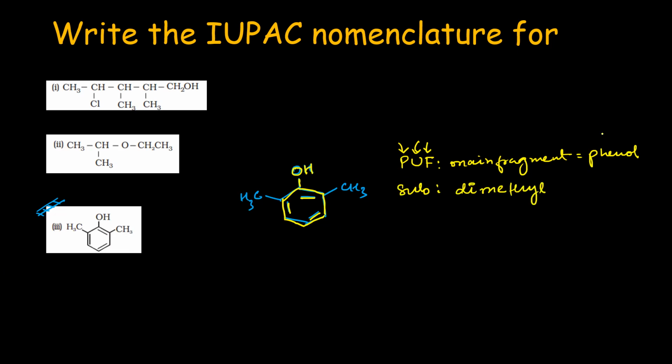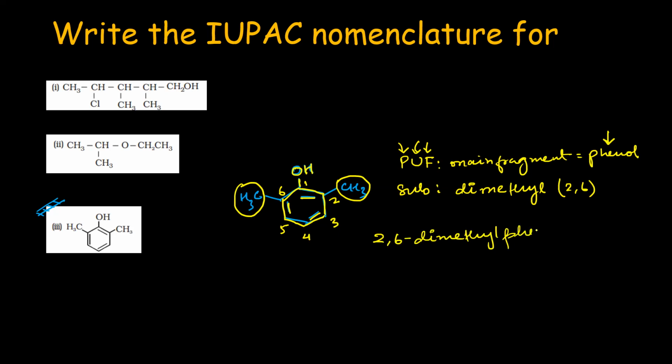Now, the numbering is done according to the main fragment. So for phenol, this carbon atom will get the first number, this will get the second number, this the third, this the fourth, fifth, and sixth number. That means we have a methyl on the sixth and on the second carbon atom. So dimethyl, this will be 2,6. I'm writing it in brackets here, but I hope you will write it like this: 2,6-dimethylphenol. Please write this down.